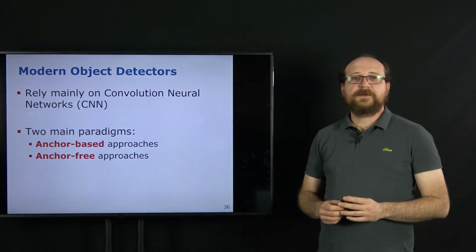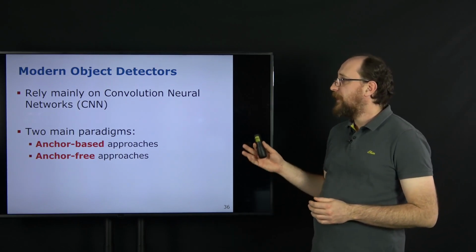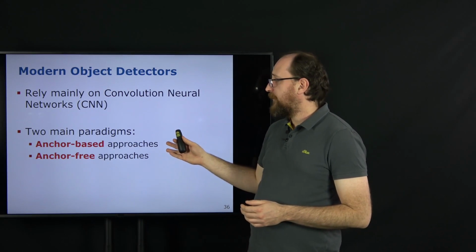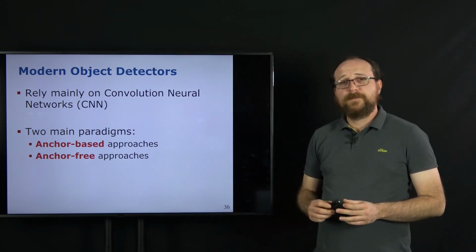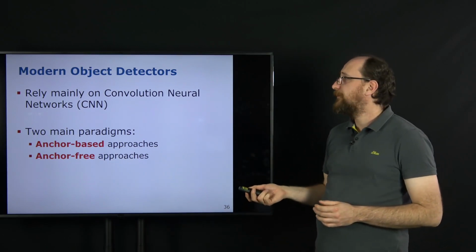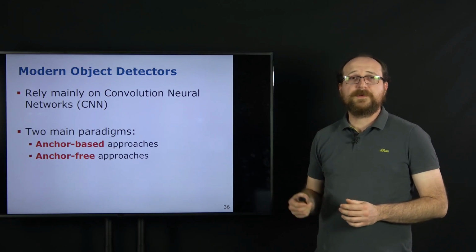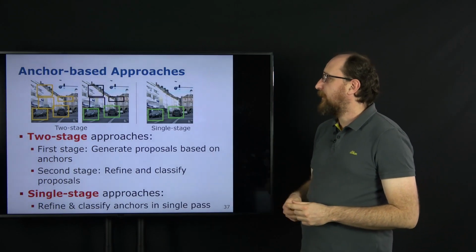Modern object detectors mainly rely on convolutional networks. And we can see two main paradigms here. One is the so-called anchor-based approaches, and the other the anchor-free approaches. I will now give some examples of these two, and we will also have more papers on this in the seminar. But first, what is meant by an anchor-based approach?